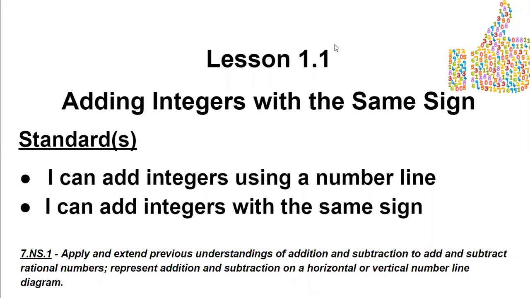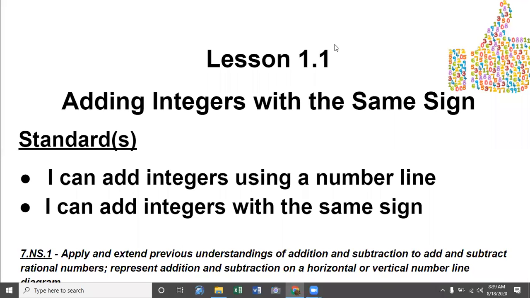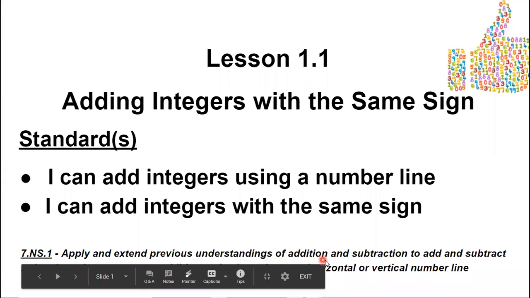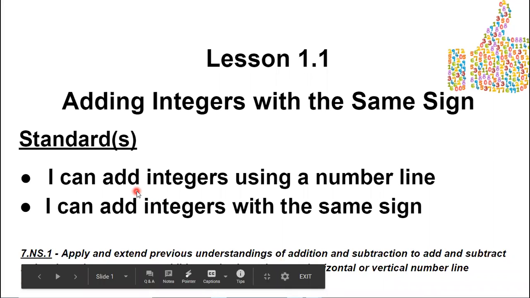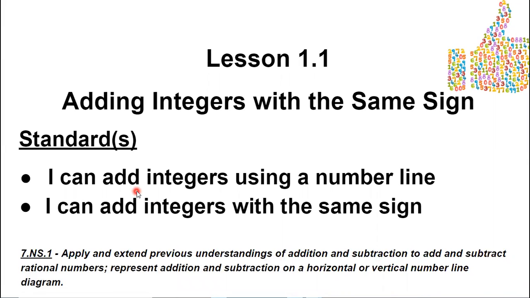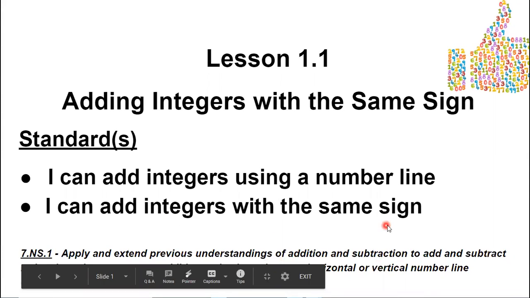7.NS.1: apply and extend previous understanding of addition and subtraction to add and subtract rational numbers, representing addition and subtraction on a horizontal or vertical number line diagram. If that confuses you, don't worry. Basically, you're going to be learning that I can add integers using a number line, and I can add integers with the same sign. So let's go on from there and talk about some definitions.